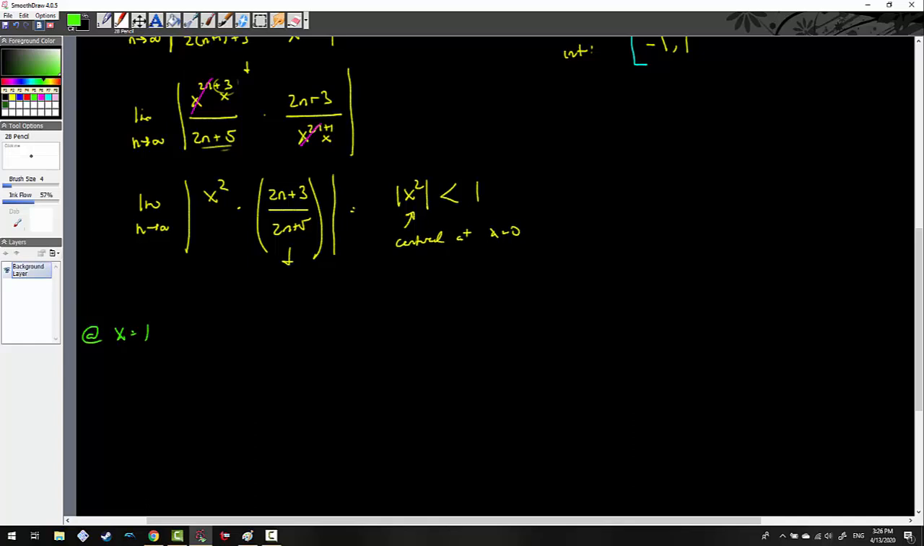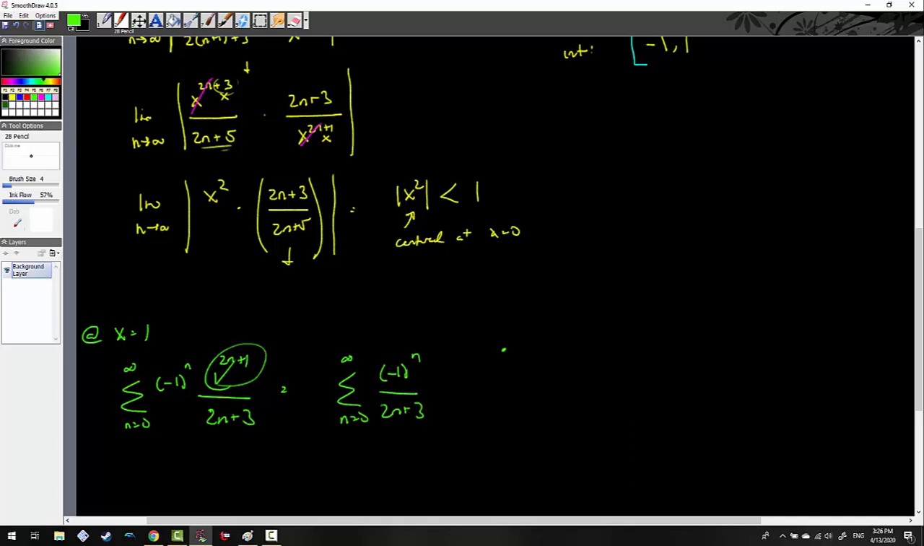So from here, that will look like the sum from n equals 0 to infinity of negative 1 to the n, and then 1 to the 2n plus 1 over 2n plus 3. Well, this guy is just going to become 1, so it doesn't really matter what exponent he's being raised to. So it looks like I've got negative 1 to the n over 2n plus 3. So for the exact same reason, it looks like we're going to be converging on either side.